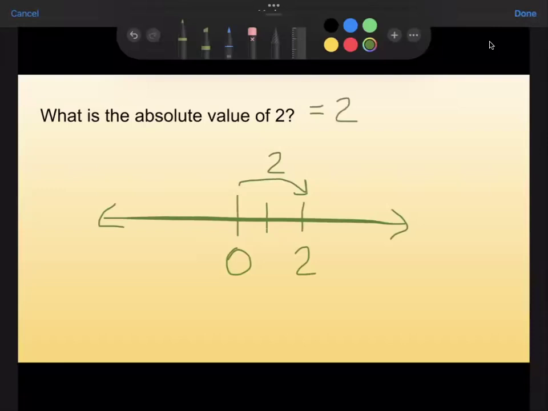Now, if they were asking us about -2, then we would go backwards 2 units and place -2, but that is still 2 units away from 0. So that answer would be the same. So the absolute value of 2 and the absolute value of -2 are the same. They're both 2.